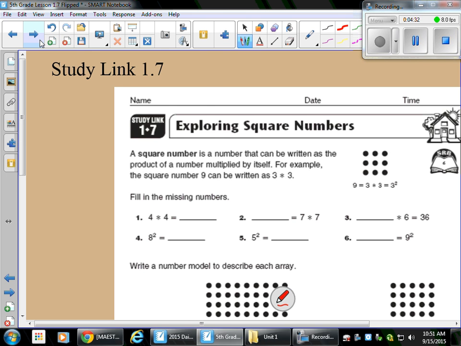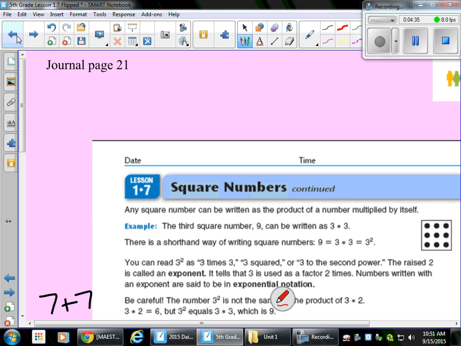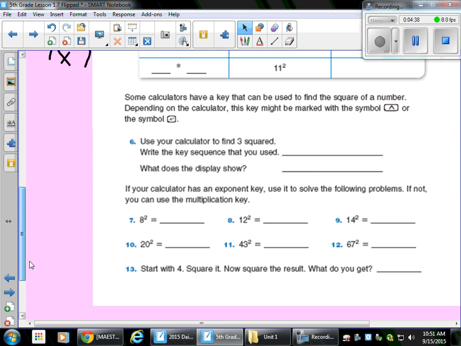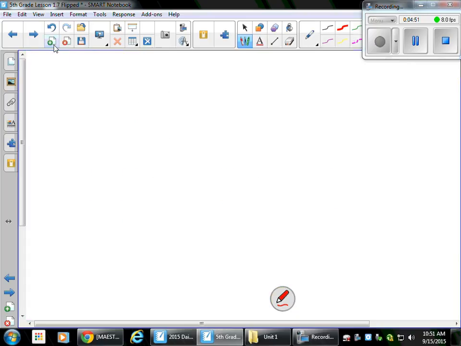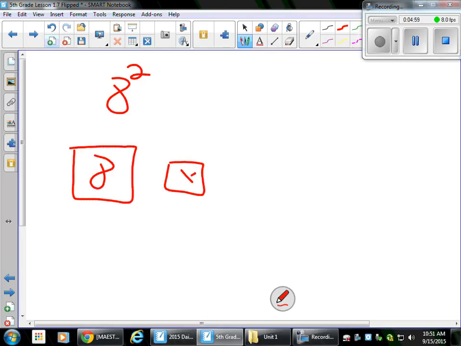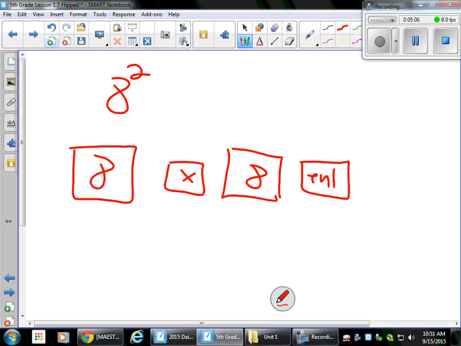You're also going to be working, actually I'm going to take this page back here. Take a look at the bottom of this page. You're going to be using some calculator practice today. When you're using your calculator, you're going to be finding what each of these equal. I'm going to show you exactly what to type into your calculator. If I'm trying to find 8 squared, I'm going to type in 8. I'm going to type the multiplication symbol. I'm going to type 8 again, and then the enter key. That's one way of solving it. That will give you 64.